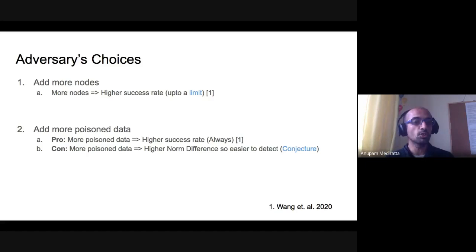Second, you can poison node data. Suppose I'm an adversary node and I can poison 10% data, 20% data, 100%. The more data you poison, the higher your chance of success. But the con is that the more you poison, the more norm difference you will create with other nodes. So you will get detected even by a rather benign defense, which is the norm clipping defense.